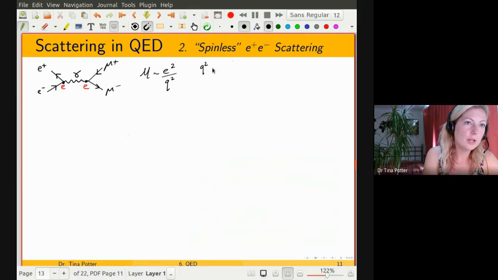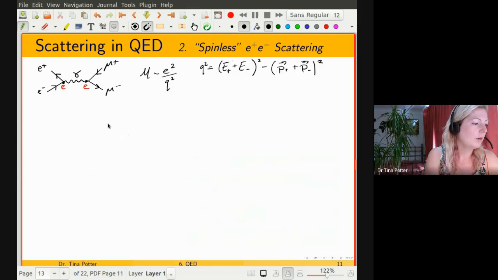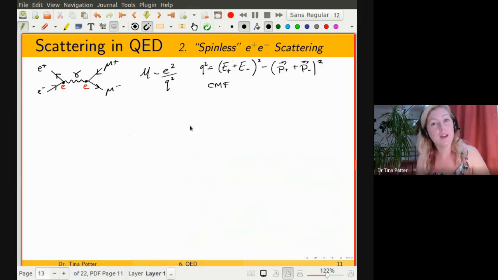So let's calculate Q squared. I'm going to call it E+ plus E- so that I don't care which final state or initial state we're using. The sum of the energy squared minus the sum of our momenta squared. All right, so I'm going to assume this is done in the center of mass system just to make this calculation a lot easier. Remember, the invariant mass that you calculate in one frame of reference is the same in another frame of reference. So you can, if you're calculating this invariant mass, choose a frame of reference to make your life a lot easier.